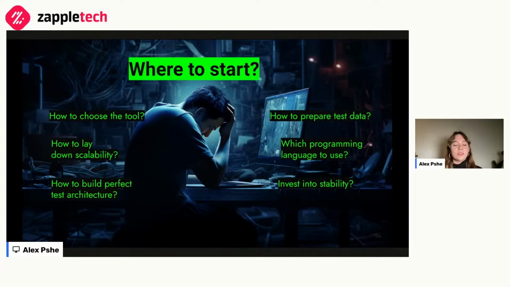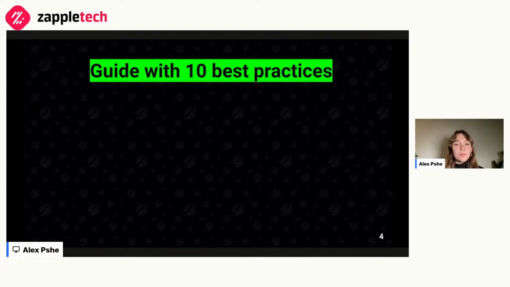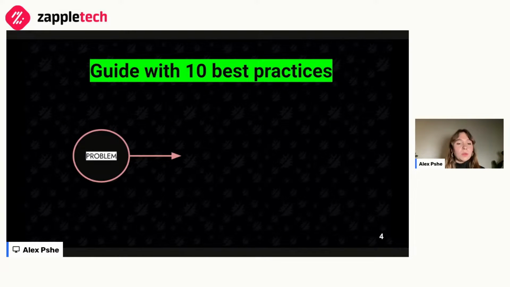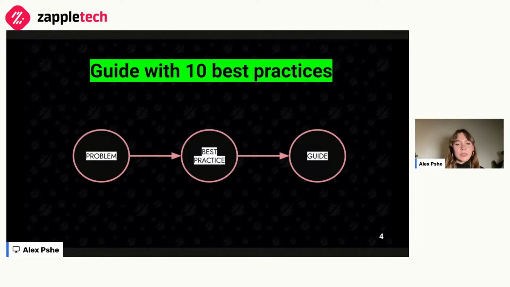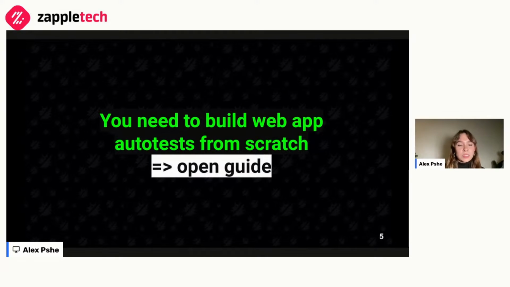Normally, we don't know where to start, and it's very obvious because most of these things you can know only from your previous experience. That's why I think it's so important to share my experience here with you. I prepared the guide with 10 best practices, and we will go with this particular plan. We will discuss the problem, then the best practice, and then some steps on how to introduce this best practice into your project. I try to prepare real advice, not very general advice, but real steps on what you need to do in your particular project to start today. So if you need to build web application test automation from scratch, you just open this guide and follow it. And I hope you are ready.